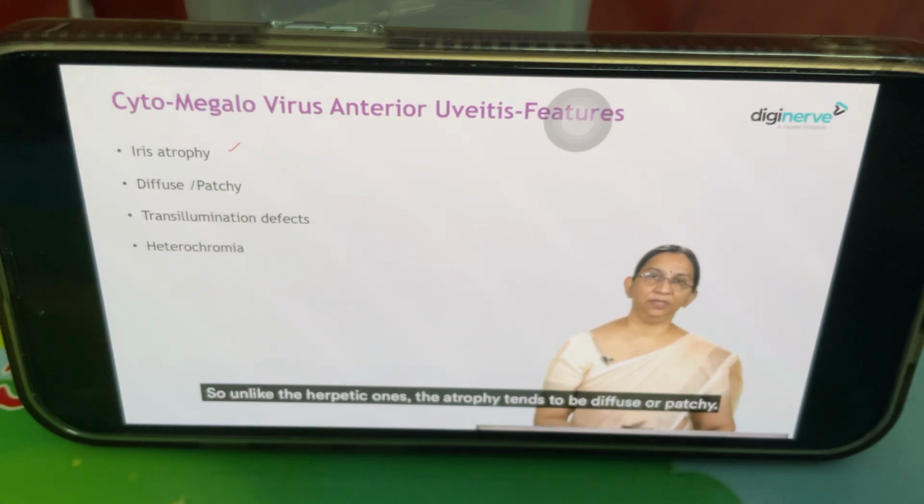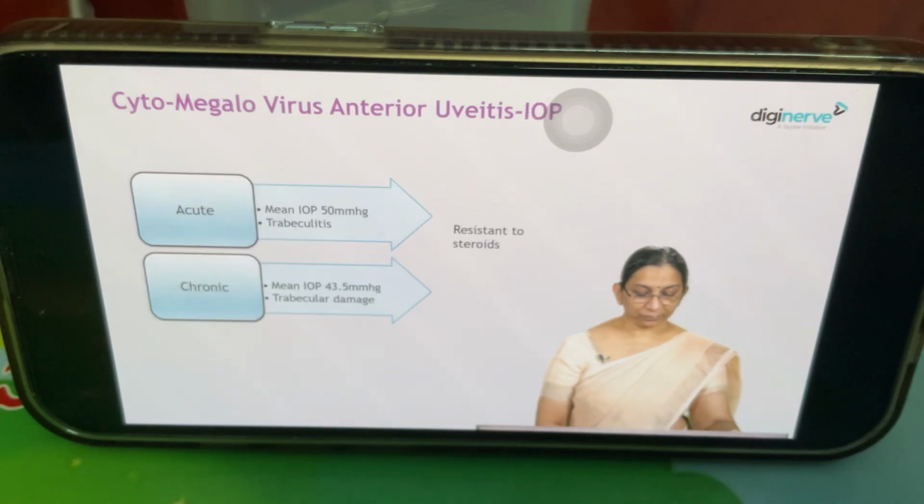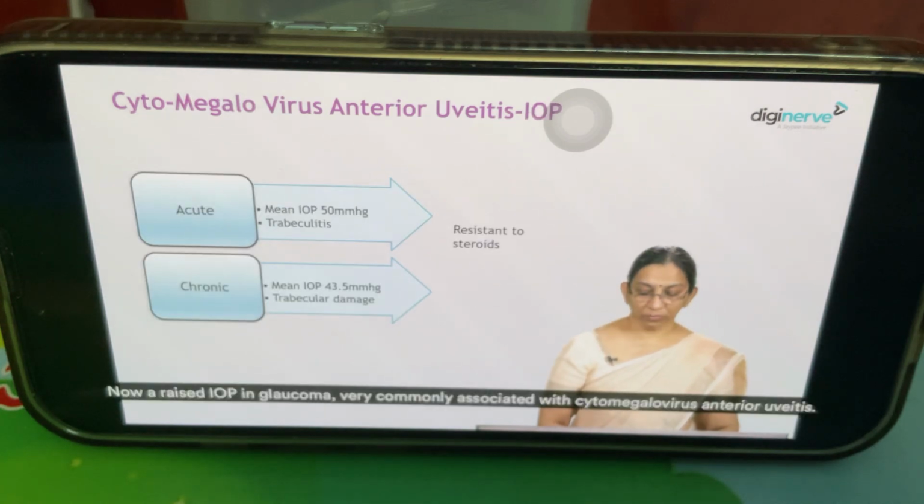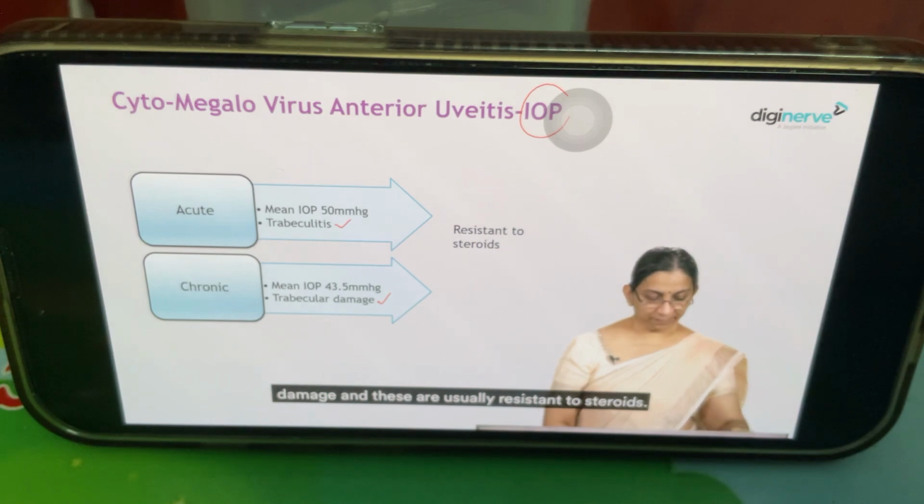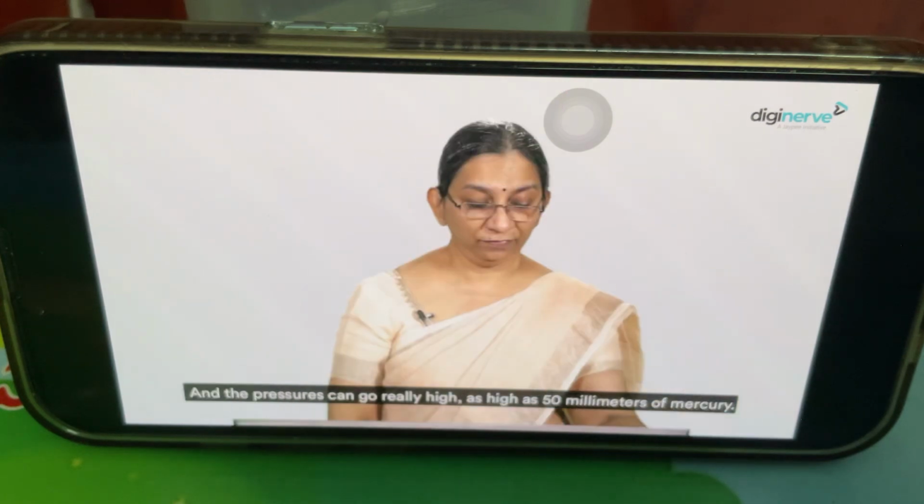So unlike the herpetic ones, the atrophy tends to be diffuse or patchy. You can have transillumination defects and heterochromia. Now, a raised IOP and glaucoma are very commonly associated with cytomegalovirus anterior uveitis. In the acute stage, it is caused by a trabeculitis, and in the chronic stage by chronic trabecular damage. And these are usually resistant to steroids. And the pressures can go really high, as high as 50 millimeters of mercury.